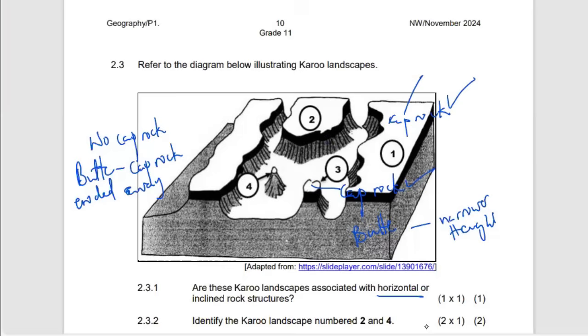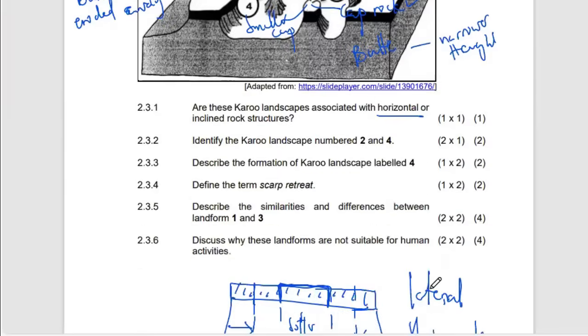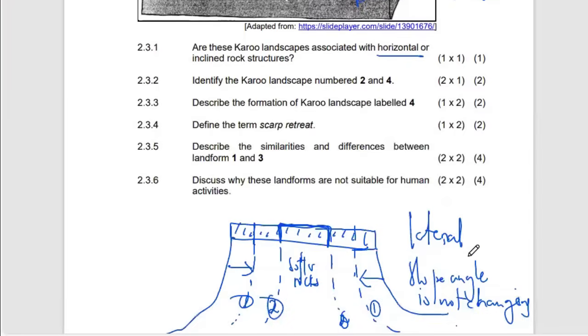This one here is larger. It's got a larger cape rock. If you can see, it's extending as a flat lying area. This one has got a smaller cape rock. So basically, those are the similarities and the differences between those two. Right. Taking us to the next question, discuss why these landforms are not suitable for human activities.